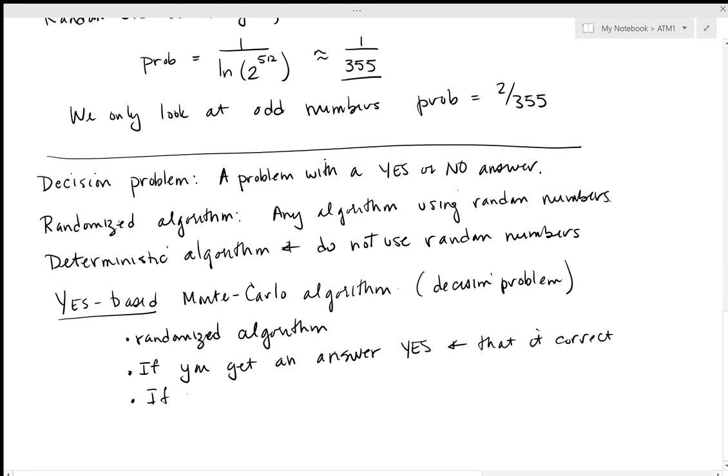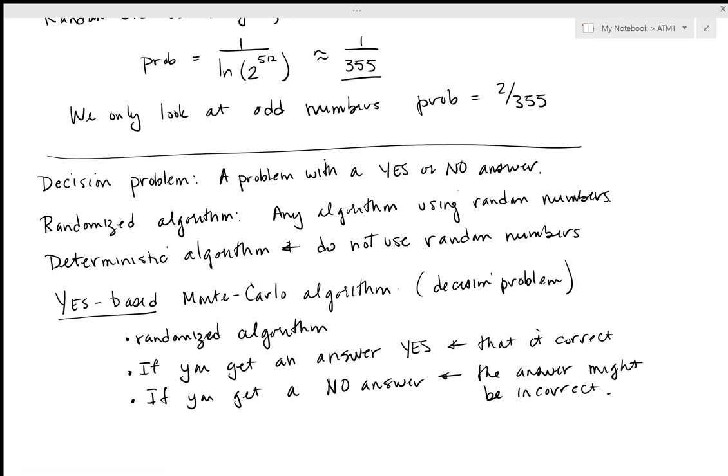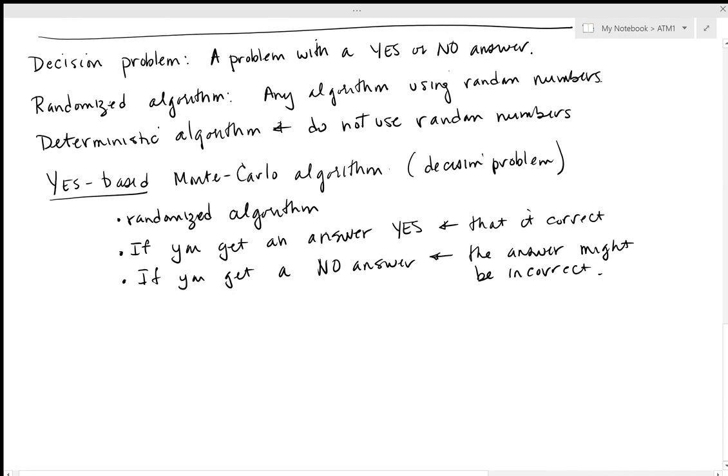If you get a no answer, the answer might be incorrect. Might. So if I say, does my dog have spots? And my decision algorithm says, no, it doesn't, it is possible that my dog actually still does have spots. So if I get the answer yes, I can be certain that everything is fine. If I get the answer no, I don't actually know. I don't know if my dog has spots or not.